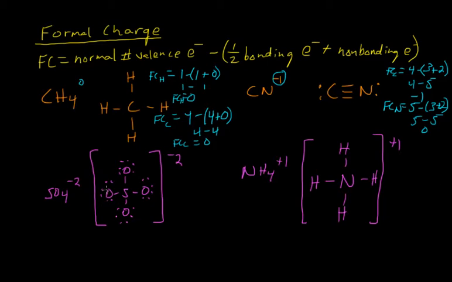So let's just do the charge on this oxygen. The formal charge on oxygen is going to be: it has a normal valence of 6, and it has 2 bonding electrons. Half of 2 is going to be 1, and it has 1, 2, 3, 4, 5, 6 electrons that are non-bonding. So 1 plus 6 is 7. 6 minus 7 gives me the formal charge on oxygen as -1.